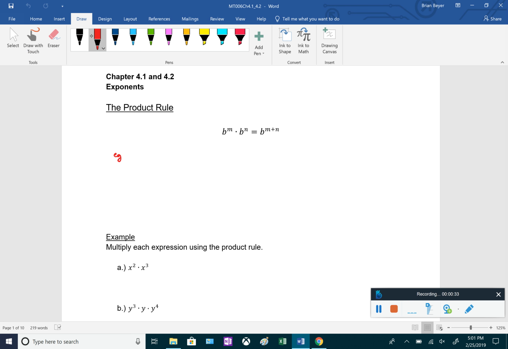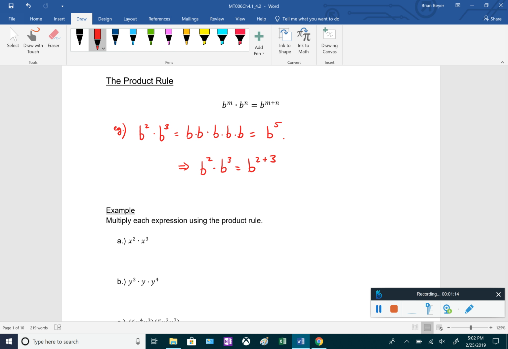To see why this is, let's say we had b squared times b cubed. Whatever b represents here, just a number. B squared is b times b. B cubed is b times b times b. So we have 5 b's being multiplied here, right? So this is going to be b to the 5th power. We just showed that b squared times b cubed equals b to the 2 plus 3, which is b to the 5th. So we can see why we add them to combine them into one. So let's do some examples.